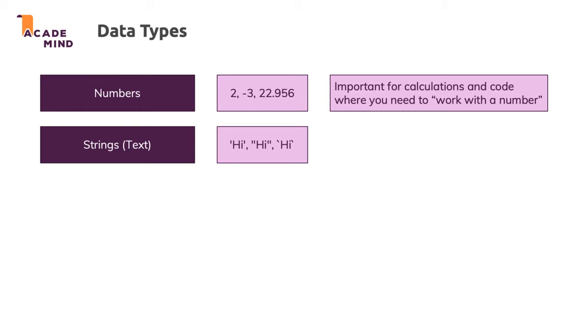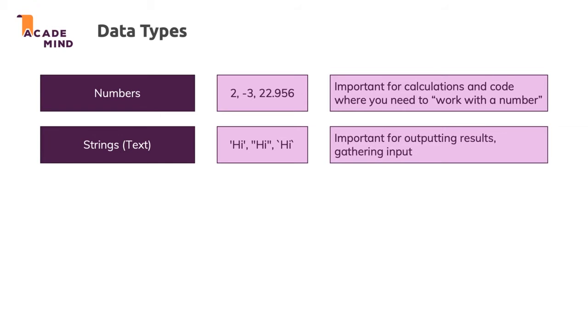Now, you can create a string by wrapping your text between single quotes, double quotes, or these backticks here, which you find on your keyboard. All three create a valid string. You can use whatever you want, you just should be consistent, though the third option, the backticks, is kind of special. I'll come back to what's special here later. For the moment, use either single quotes or double quotes, and again, be consistent. That would be important for outputting results, for gathering user input, for showing messages, things like that.